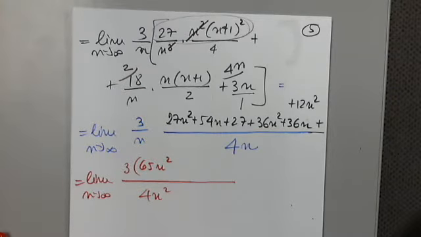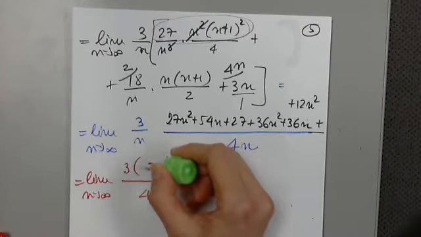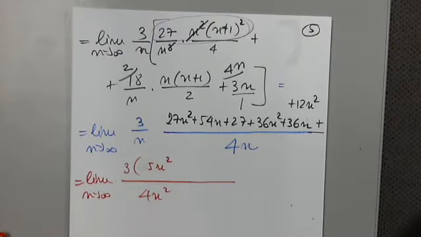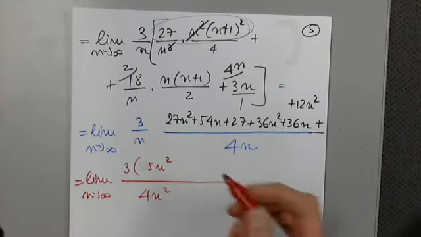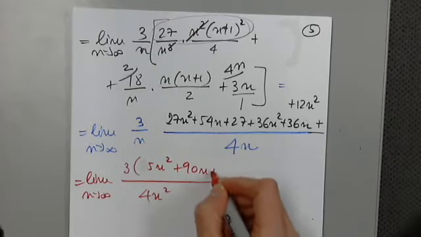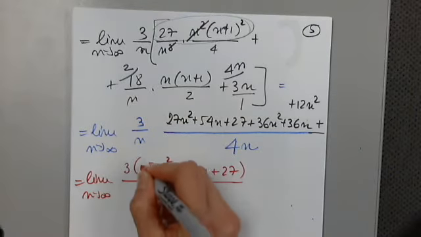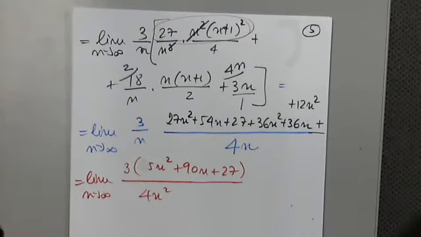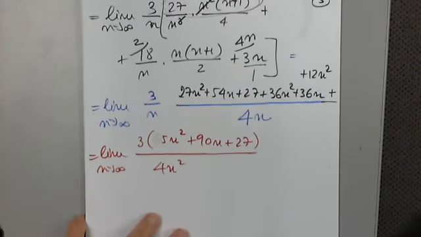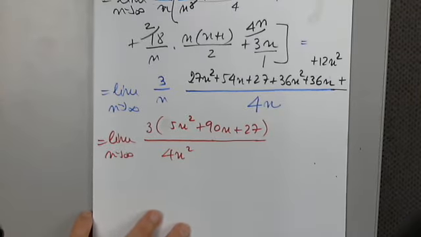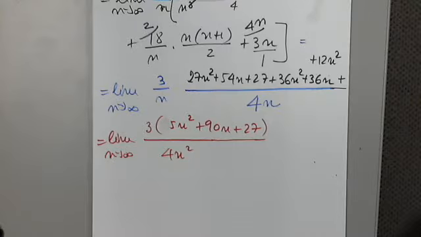My apologies. And then 54 plus 36. 90, very good. And plus 27. Okay. So at this point, I can say, I know from pre-calc, same degree over same degree, the horizontal asymptote must be 3 times 75 over 4.